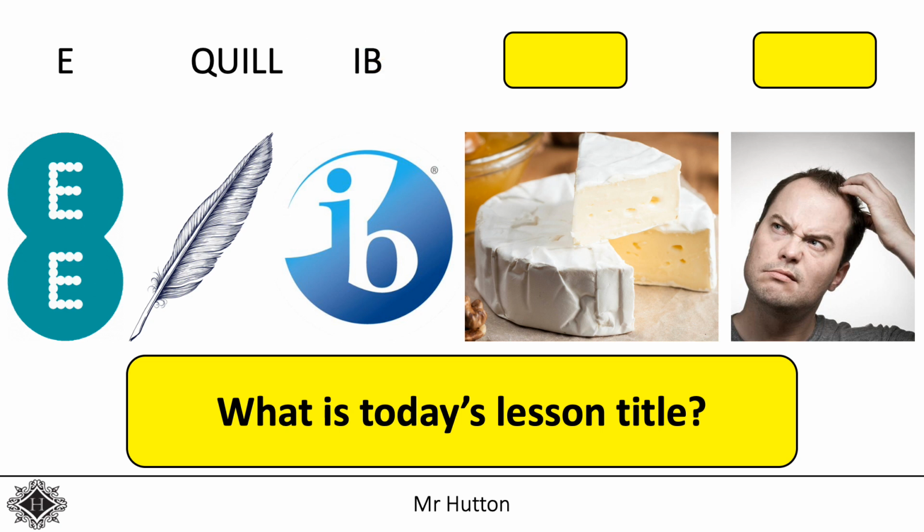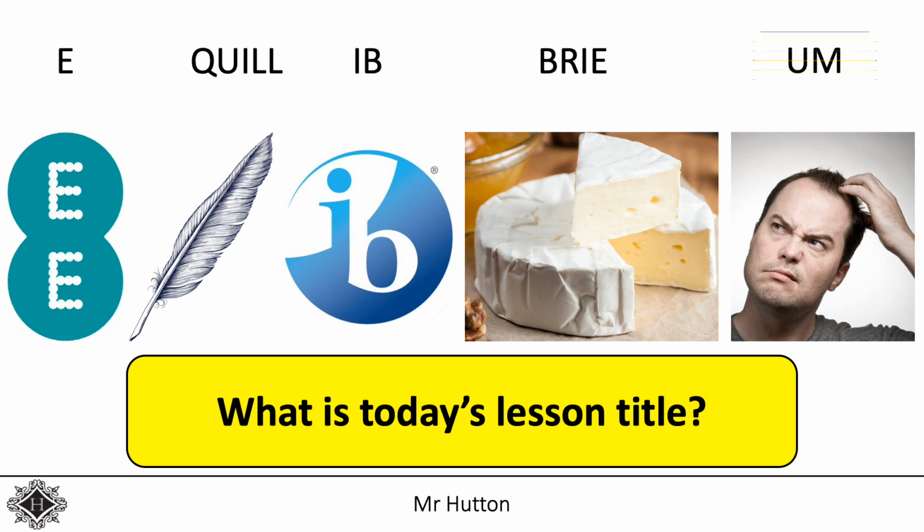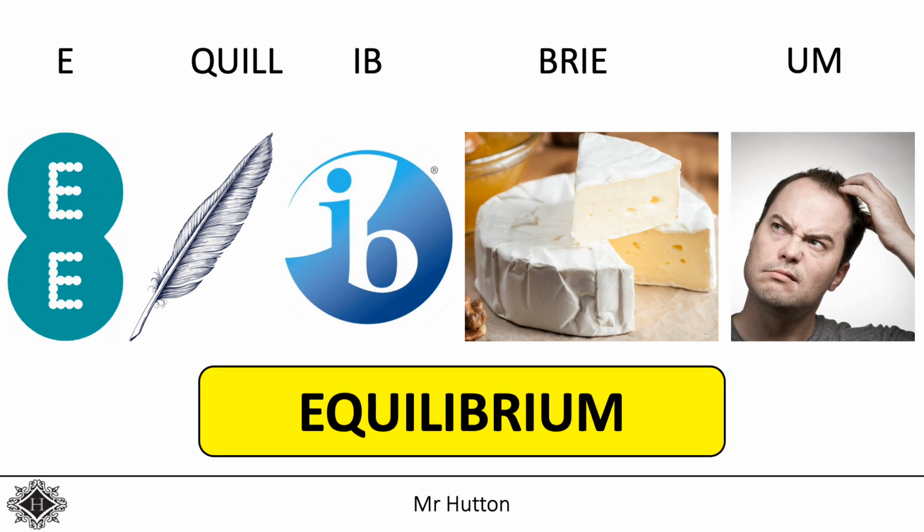IB, the symbol there for the International Baccalaureate, an alternative to GCSE. Then we've got brie, cheese, and then there's a gentleman on the end who seems to be saying "um". Okay, so if we put all those together, we get equilibrium.